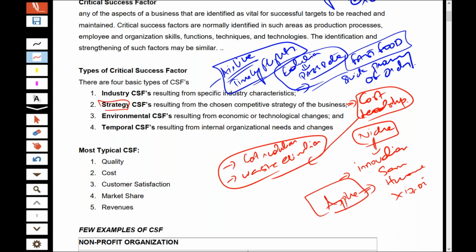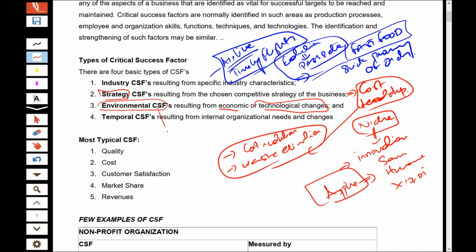Okay, next is your environmental CSR. The environment in which you are operating, the economic environment, the technological changes, they could ultimately lead you towards the CSR. Now let's try to understand. Due to COVID-19, the lockdowns happened across the globe. Since the lockdowns happened across the globe, this was an environmental change that was taking place.